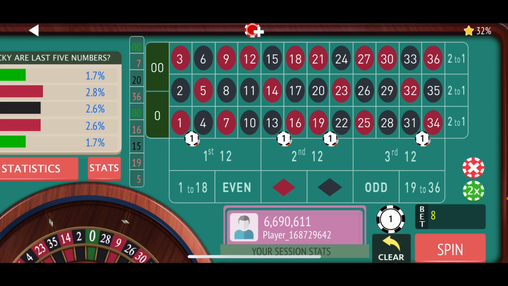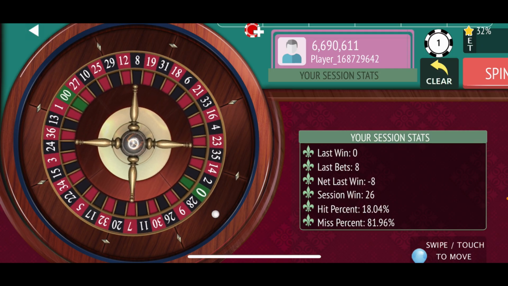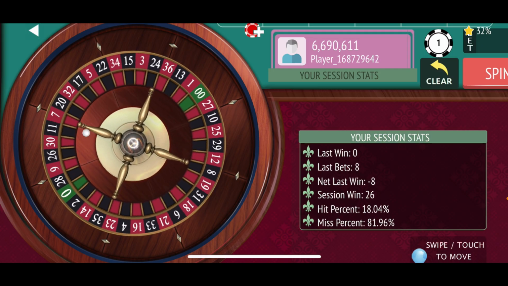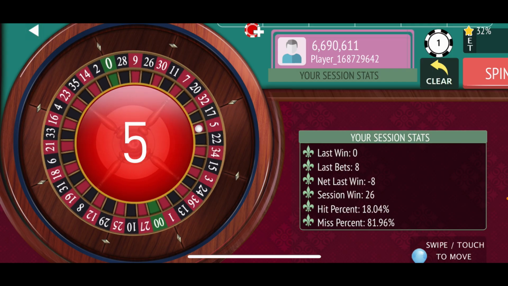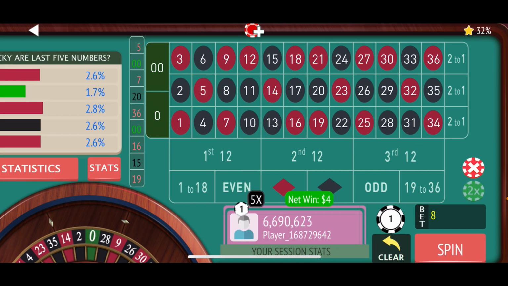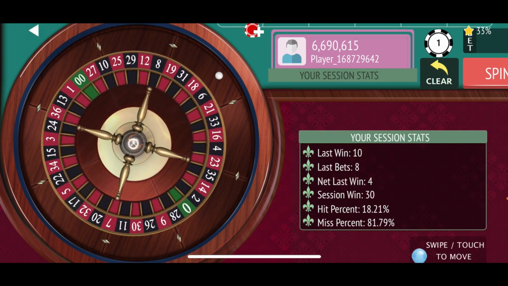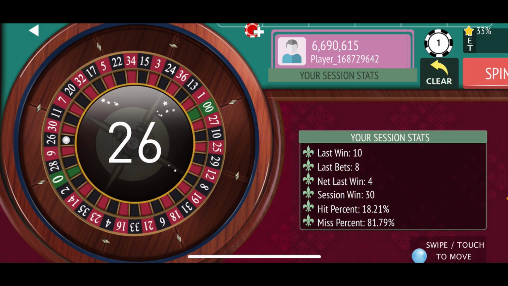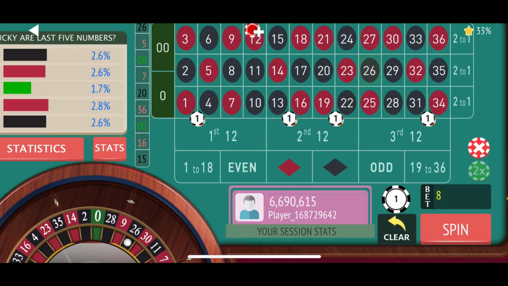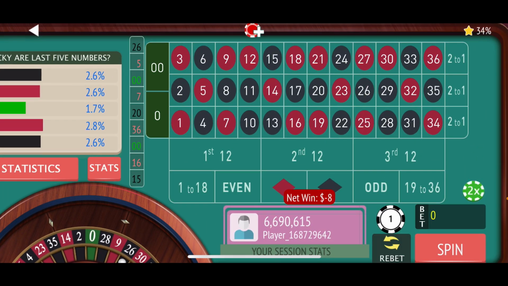Rebet. We're not increasing at this point. We're still playing our first series. Keeping track, 0-1. Okay, we're at 1-1. We're going to repeat the bet, spin again. Okay, so we lost that first series, 1 win, 2 losses. Now we go into the next series. Before we go into the next series, we're going to double up our bet.